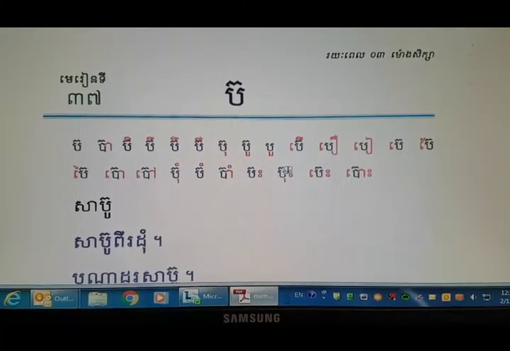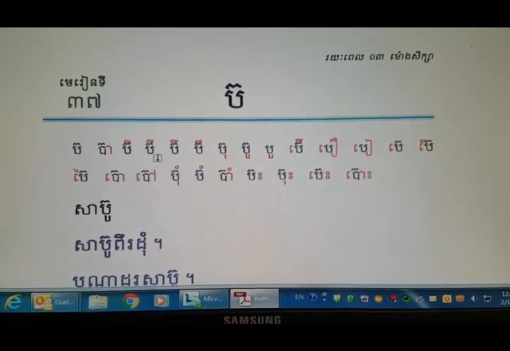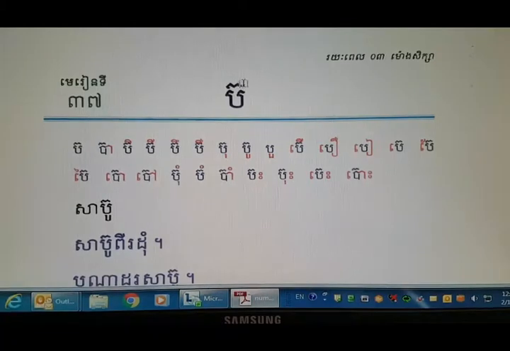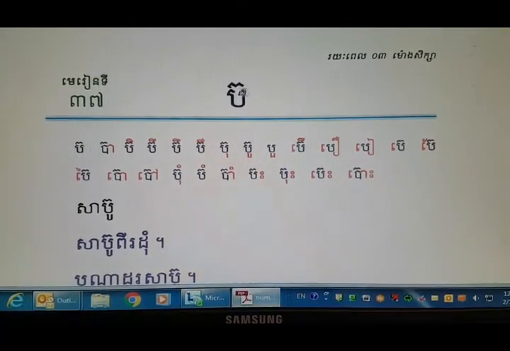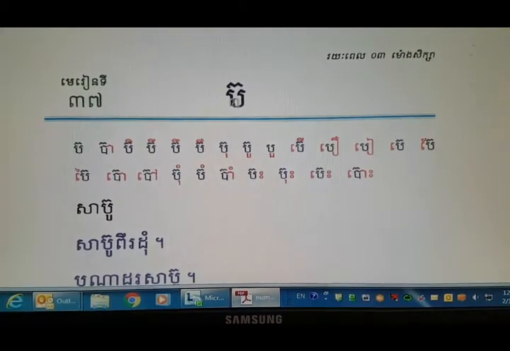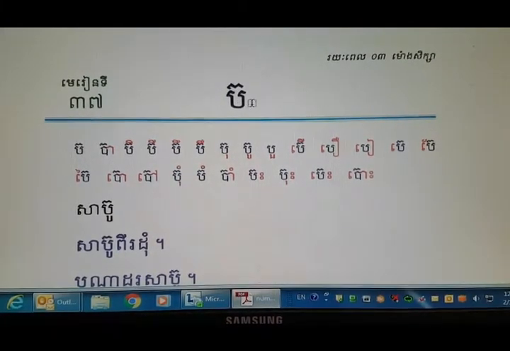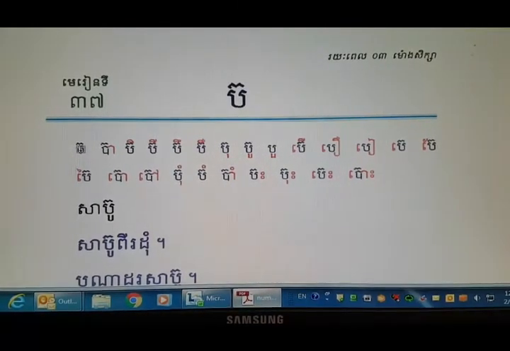Okay, so now we go to trace up here. There are some cases where the first series can also become the second series by putting this little sign on top of it. In Khmer we call it trace up. When you put trace up onto certain consonants, the first series becomes the second series. So bo with trace up, bo is an o sound, becomes the second series.